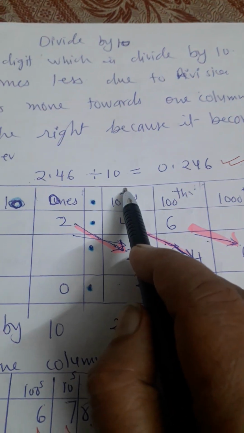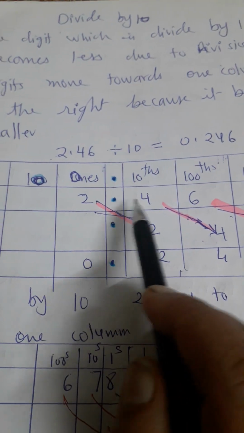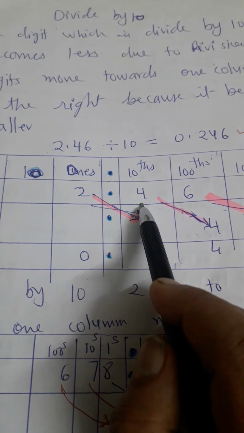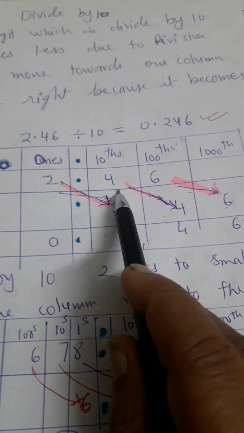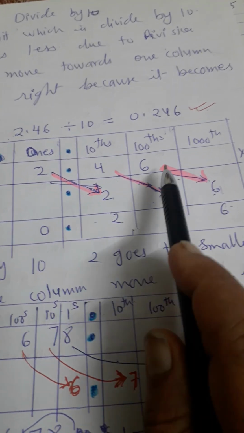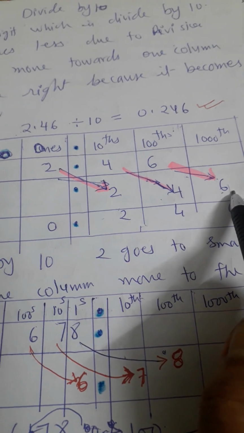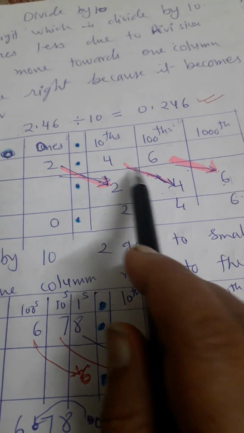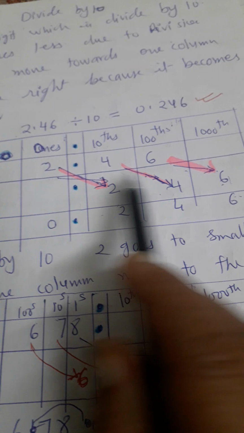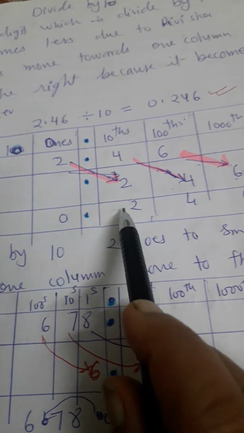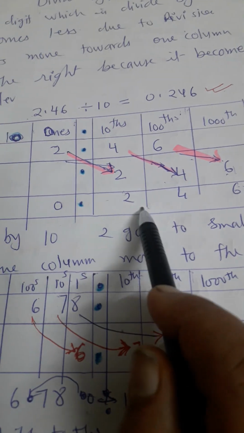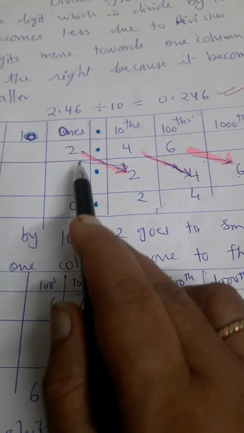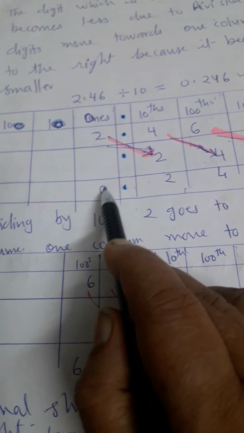See, 2.46 divided by 10. So what do we have to do? Write down 246, 2 decimal 46. Okay, now what do we have to do? Divide by 10. So 1 column it will jump back. So 6 will come to the hundredths place, 4 is coming to the tenths place, and this 2 is coming to the ones place. Now write down the same thing: 2 4 6. All the values you have written, put them here, and the decimal. Now there is no number, so you have to write 0 over here.